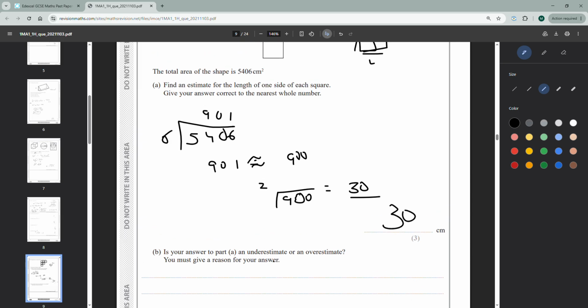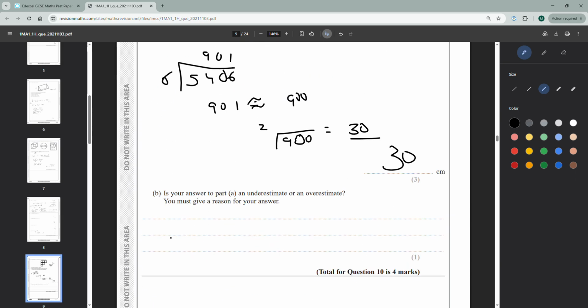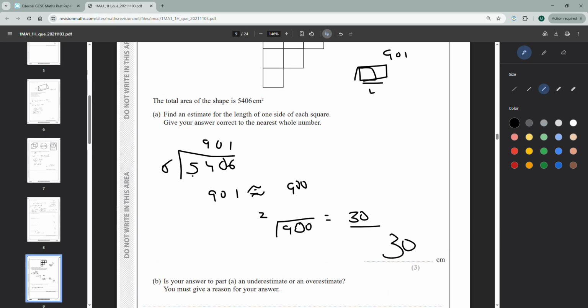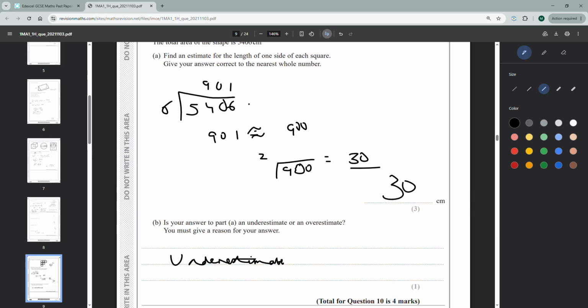Alright, and is this an underestimate? Yeah, I think it is an underestimate. Also, guys, I may have gotten some of these wrong because I haven't seen a mark scheme for this. So who knows, may have just got myself a 4 and I just blabbered here. But underestimate because we rounded down, guys, because we went from 5,406 to 5,005, okay, 446 all the way down to that. Okay, I hope that's a mark.